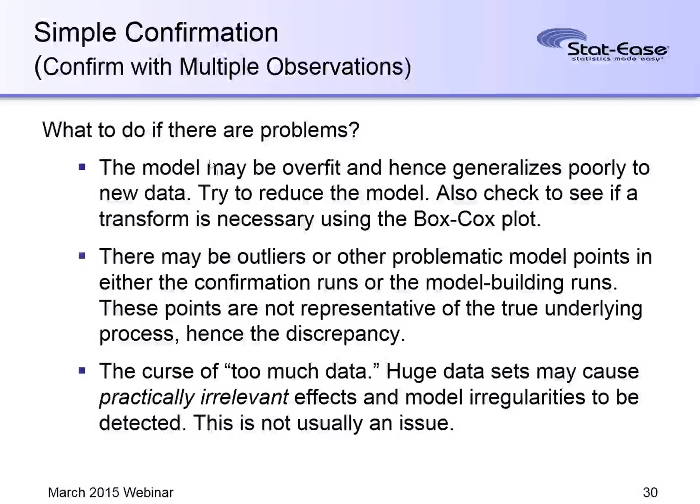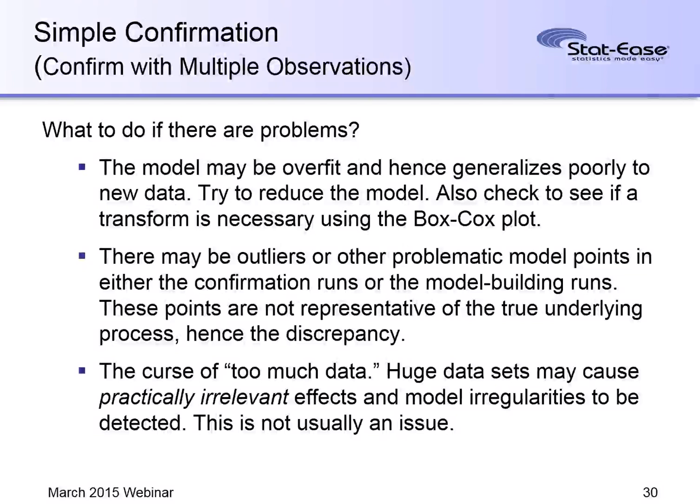So one thing might be to try to reduce the model. You also might want to see if a transform is necessary using a tool such as a Box-Cox plot. Another thing that might be causing this discrepancy is the fact that you have problematic model points. You might want to check to see if there are any outliers, both in the points you use to build the model, as well as the confirmation runs.